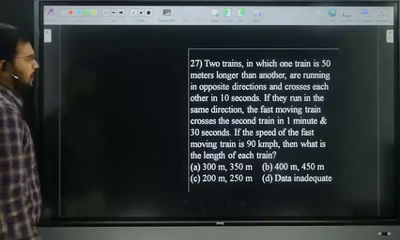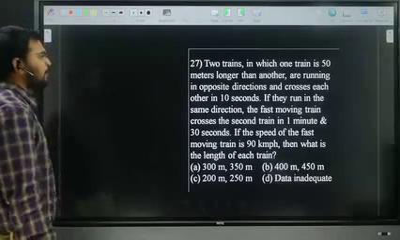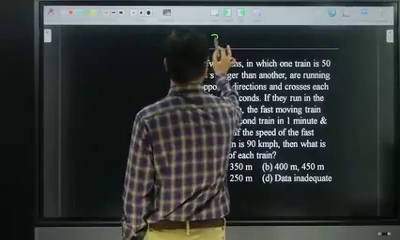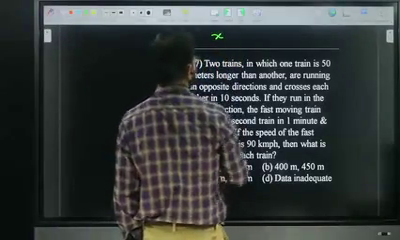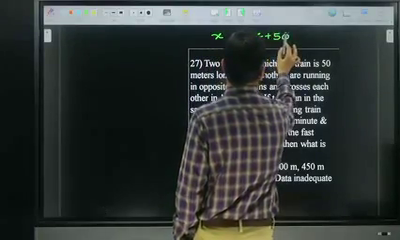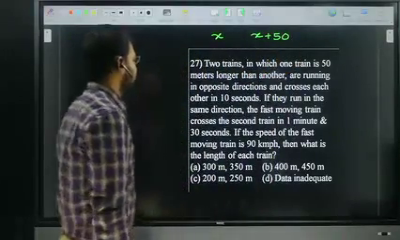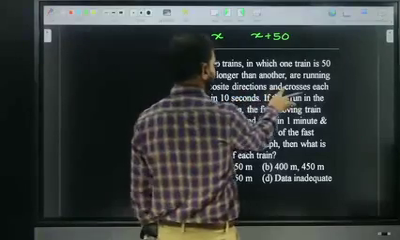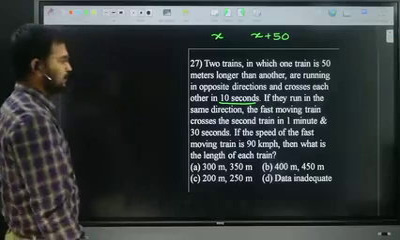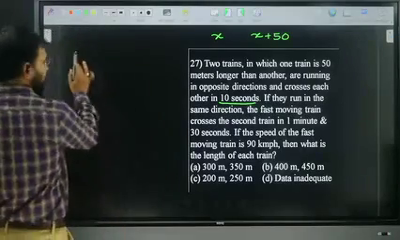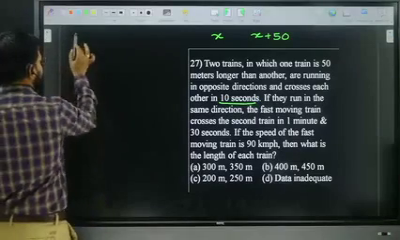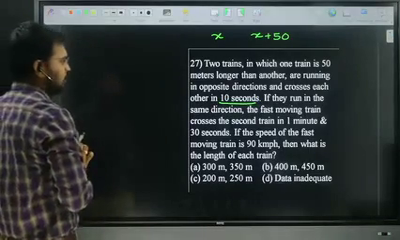Just read the question carefully here. Two trains in which one train is 50 meters longer than the other. Say, for example, if one train length is x, the other train length is what? X plus 50. Accepted or not? Running in opposite directions and cross each other in 10 seconds. They have given the time.